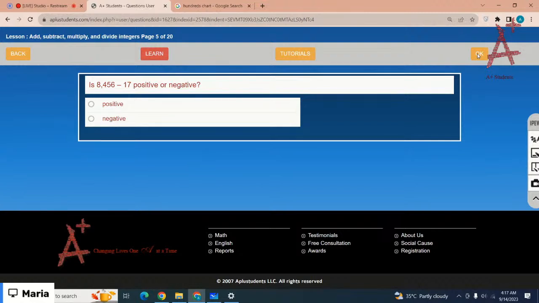Is 8,456 minus 17 positive or negative? Which is the correct option? It is positive, right? Because the greater number is positive, so the answer must be positive. 8,456 is the greater number, right? And it is positive. That means the answer must be positive, right?